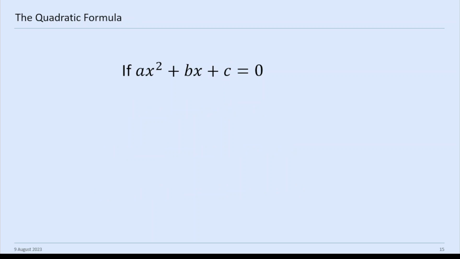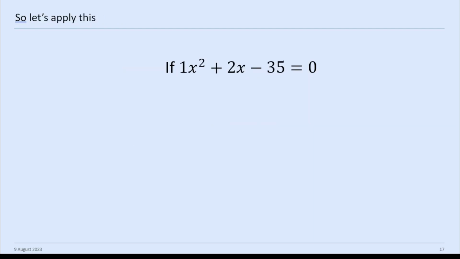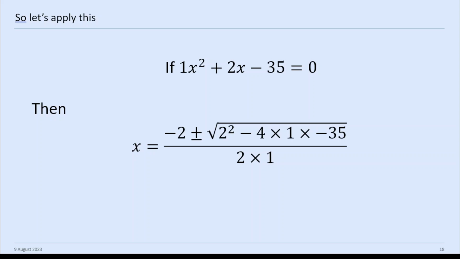Now we're going to look at the quadratic formula, which is another way of doing this. So it basically says if ax squared plus bx plus c equals 0, then x equals minus b plus or minus the square root of b squared minus 4ac all over 2a. So we can apply this. So in our case, we've got x squared plus 2x minus 35 equals 0. So a is 1, b is 2, c is minus 35.